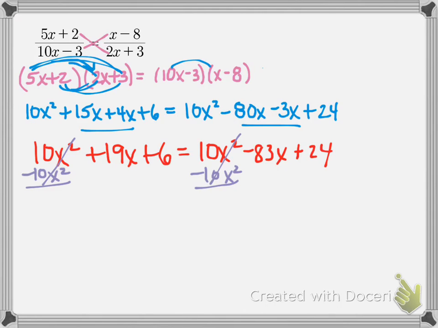Okay, now what you're left with is just some x's on either side and some numbers on the other. So get your x's on one side, your numbers on the other. You should be able to solve this pretty easily. Okay, so if I do this, alright, so what I would do is I would add 83x to both sides.